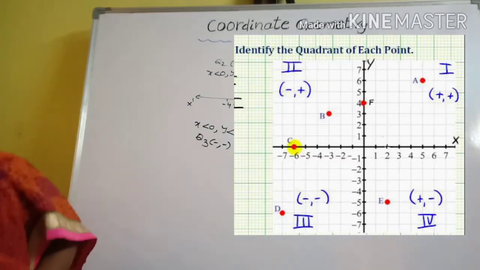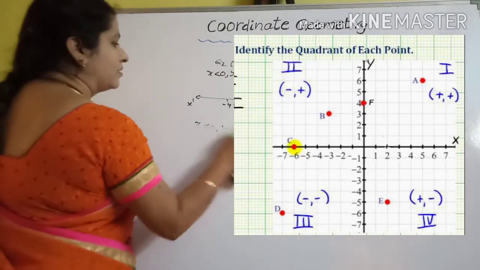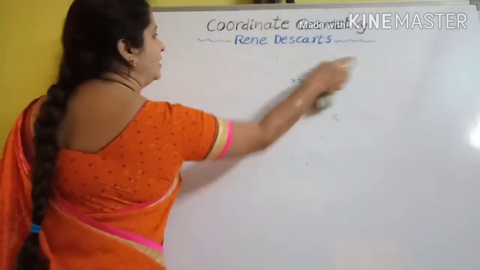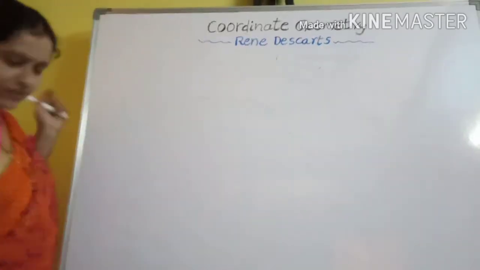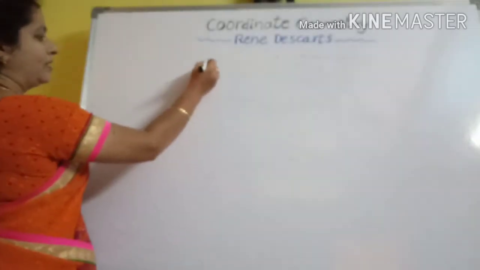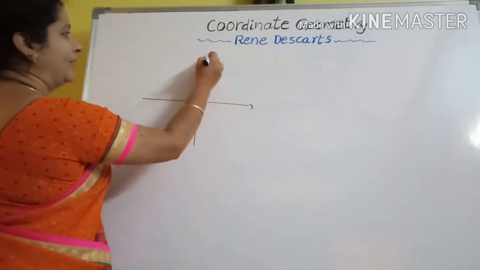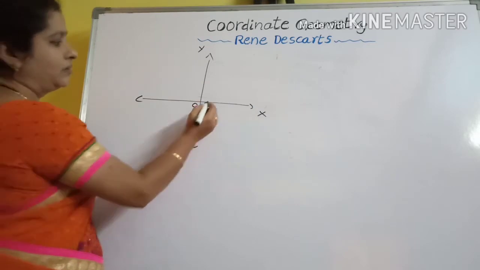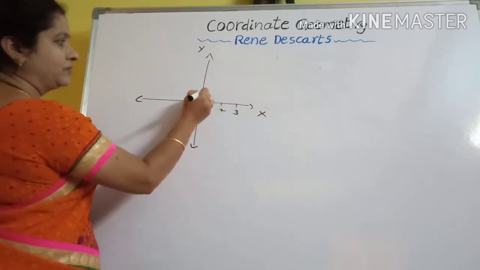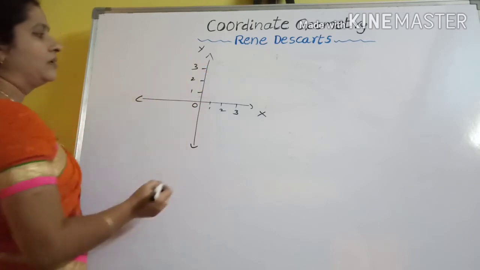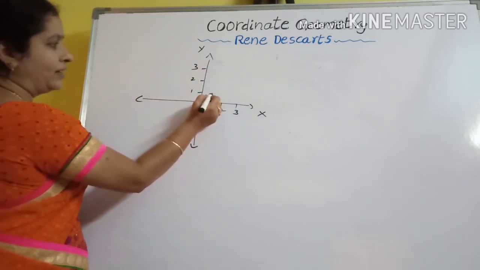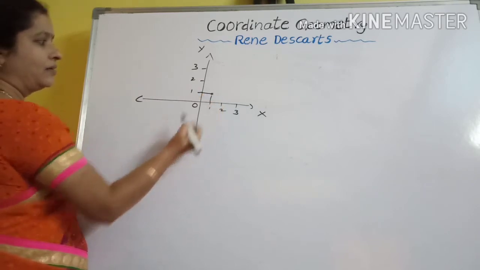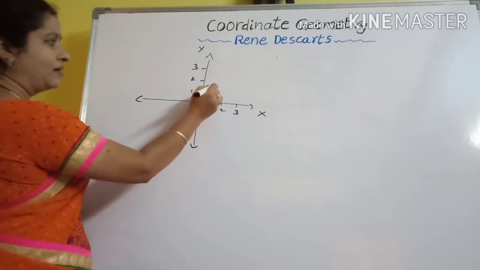The next point is how can we locate the points in the Cartesian plane, the coordinate plane? It is x-axis, y-axis, 0. So 1, 2, 3, suppose. Suppose here we are locating a point. What is the name of this point? It is 1, 1.